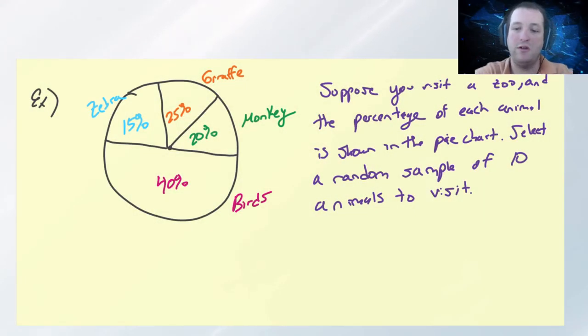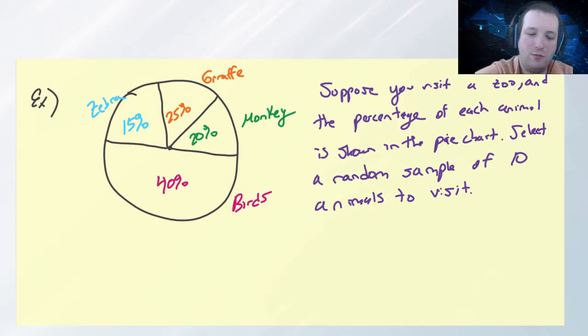All right, consider this example. Suppose you visit a zoo and the percentage of each animal is shown in the pie chart to the left. Select a random sample of 10 animals to visit. I've made this pie chart, of course not drawn to scale, but very simple because I've only chosen a few animals: zebras, giraffes, monkeys, and a bigger category, birds. You can make this more realistic or study your local zoo if you have one, and do this type of example as, say, a research project or something.